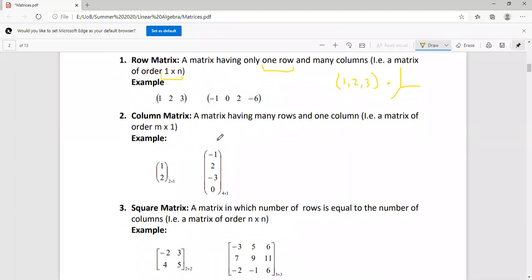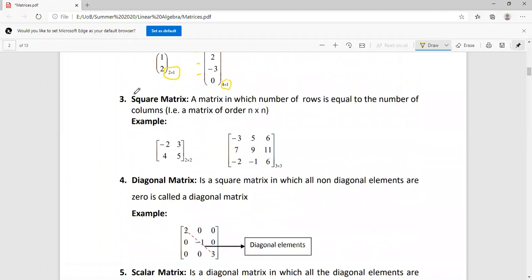Similarly, if we have one column and many rows, then it will be called a column matrix, because it has only one column. So its order will be n by 1 because it has many rows, right? But column is just one. So this is a 4 by 1 column matrix. This is 2 by 1 column matrix. Sometimes we write the order at the bottom of the matrix. You see, 4 by 1, 2 by 1. Okay, so these are types of matrices.